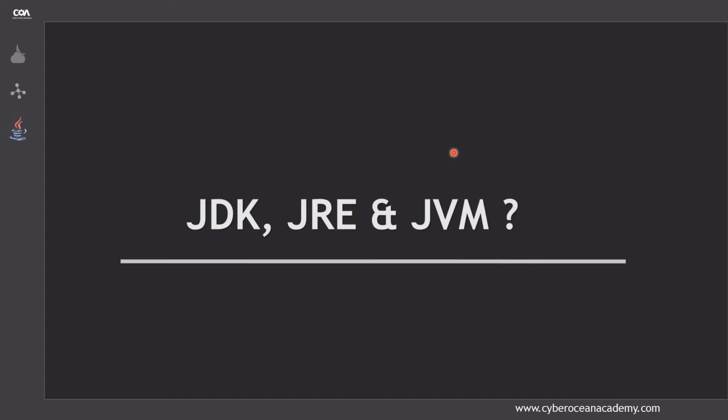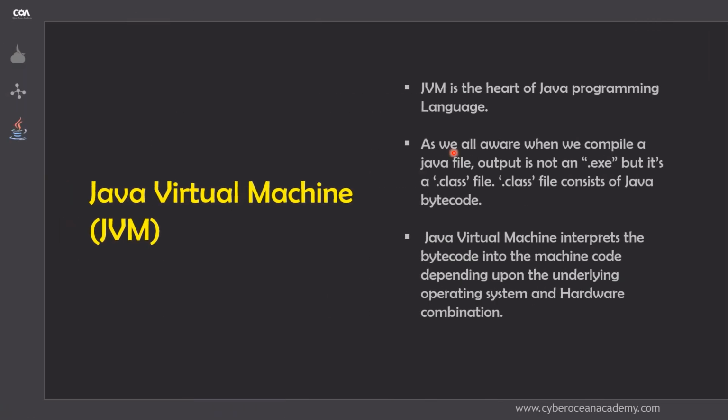JDK is Java Development Kit, JRE is Java Runtime Environment, and JVM is Java Virtual Machine. Let's first talk about JVM, guys. JVM is the heart of Java programming. As we are all aware, when we compile a Java file, the output is not a .exe file, but a .class file. It consists of Java bytecode. Now, our Java Virtual Machine interprets the bytecode into machine code depending upon the underlying operating system and hardware combination.